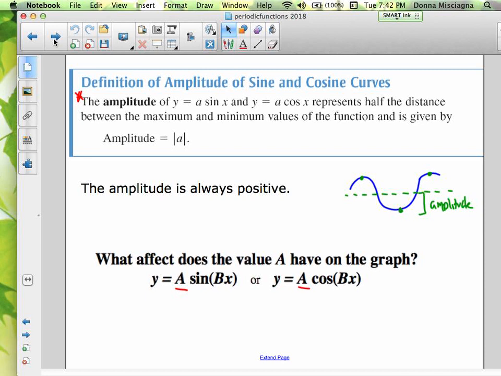And so half the distance from our minimum, which is down here, to our maximum, half that distance is the amplitude. And it's super easy to find in the function. So y equals a sine bx or y equals a cosine bx, that coefficient in front of sine and cosine, if it's positive, that's your amplitude. If it's negative, just take the absolute value, and that's your amplitude. So it's really easy to find. No work needed.